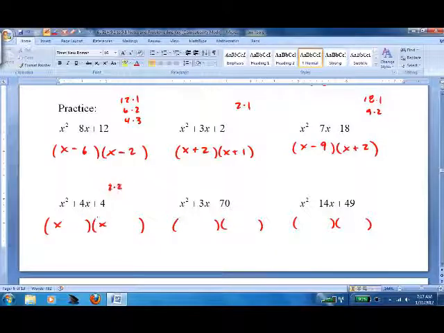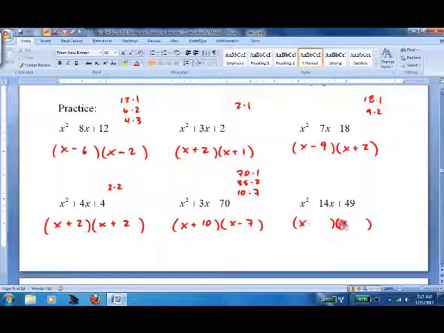I'm not even going to bother with this one because now I'm getting faster at it. 2 plus 2 is 4. 2 times 2 is 4. I'm starting to recognize all the patterns. And I could go through 70 times 1, 35 times 2. But I look at it, I see 3 there, and I say, I think 10 and 7 will work. 10 times negative 7, negative 70. Plus 10 minus 7, positive 3.